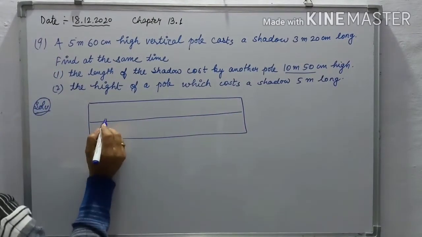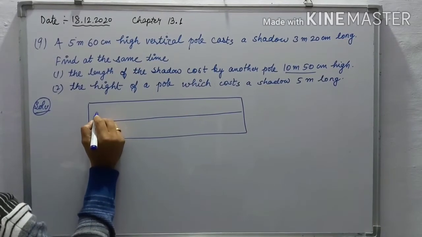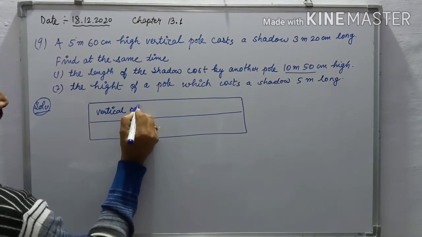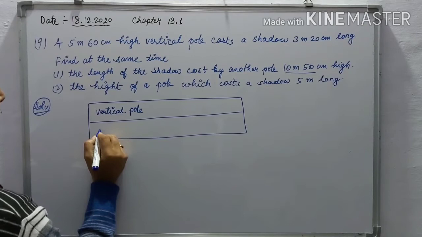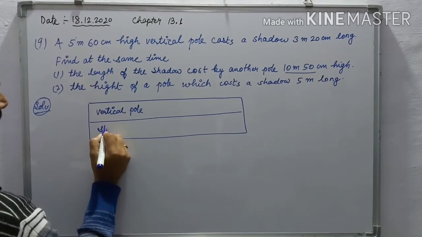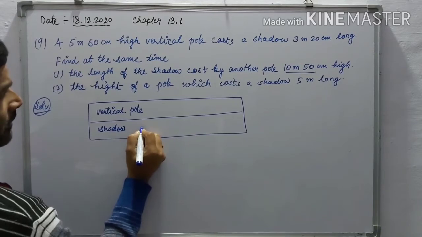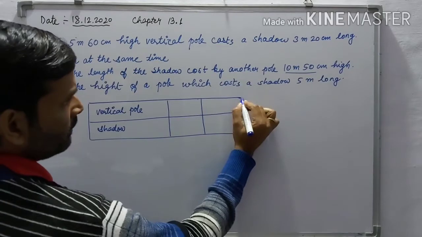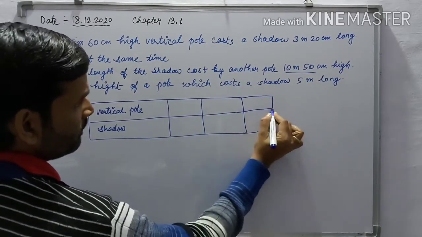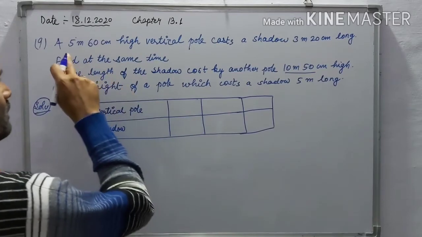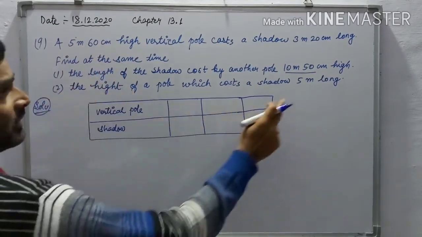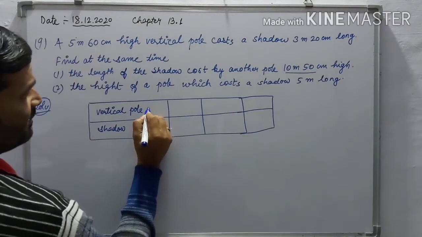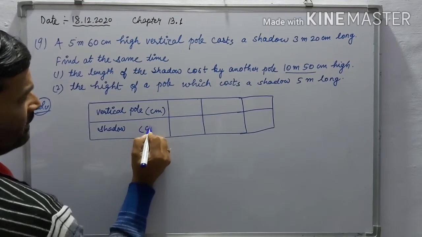Okay, now first we will write the vertical pole, and second will be shadow. Okay, then the given quantities are 5 meter 60 centimeter, so all quantities will be changed into meter or into centimeter. So we will change all quantities into centimeter.